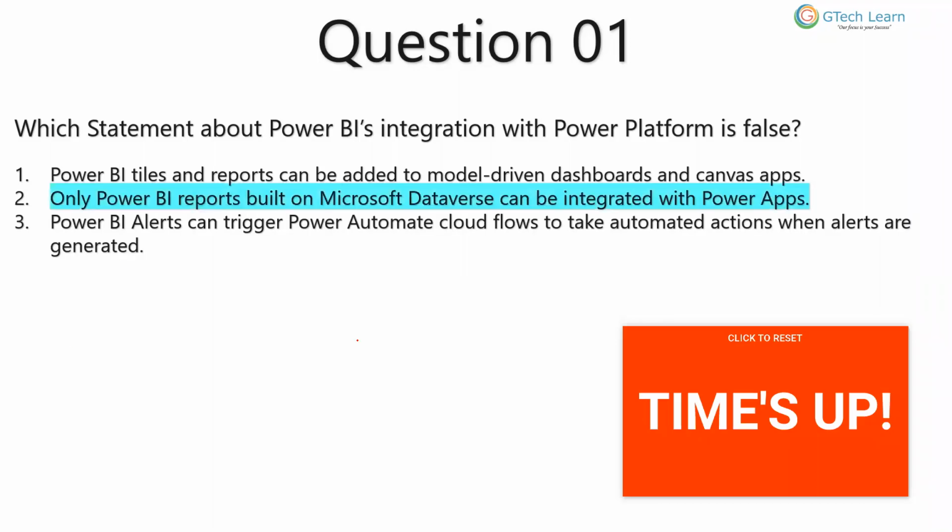Okay, so the answer for that question is going to be option two, where it's saying that only the Power BI reports built on the Microsoft Dataverse can be integrated with Power Apps. If we have any other data source for the report, we can only integrate it in the Canvas app, but the Canvas app has to be built with the same data source also. If we do not have the same data source already connected, then the report data will not be displayed. So that is why option two is the right answer.